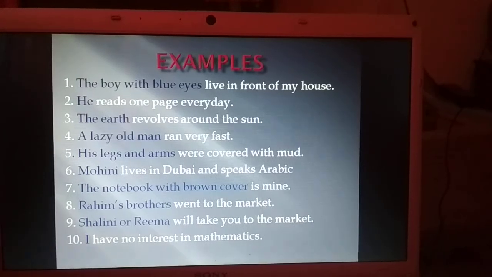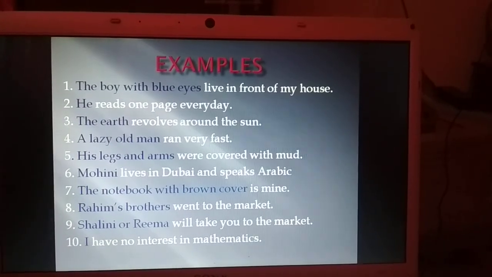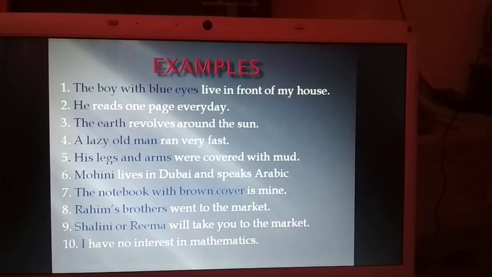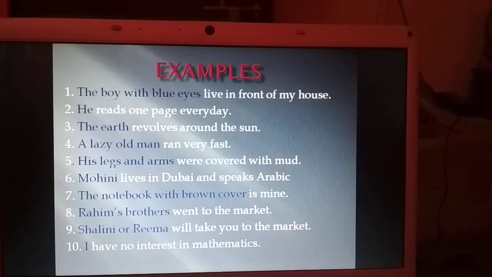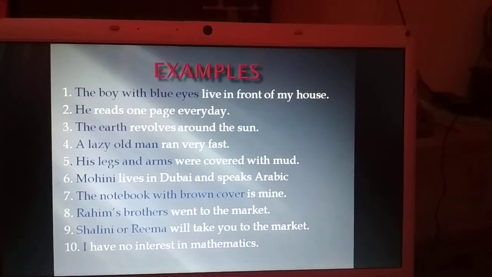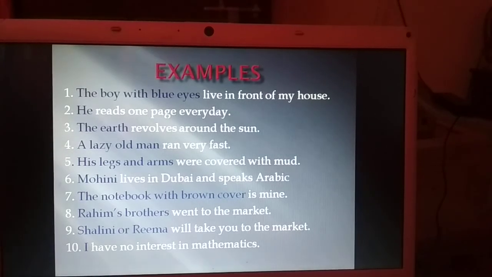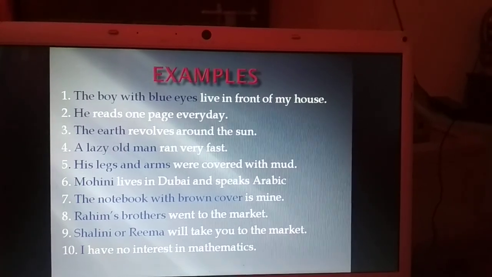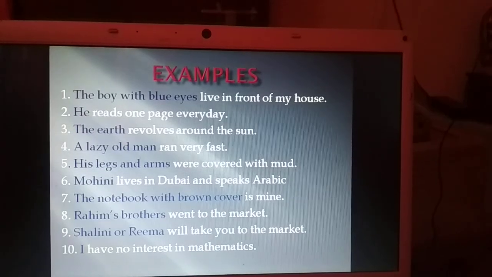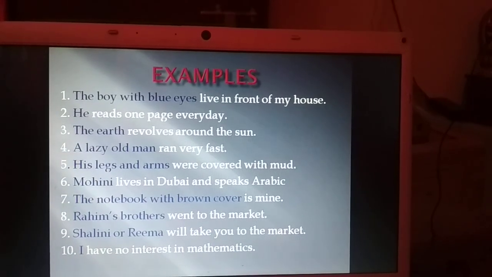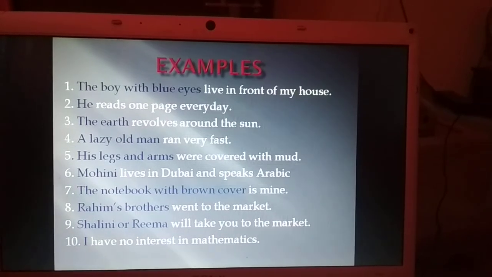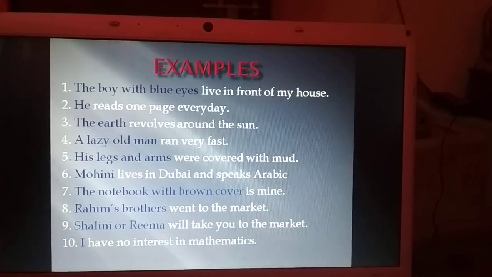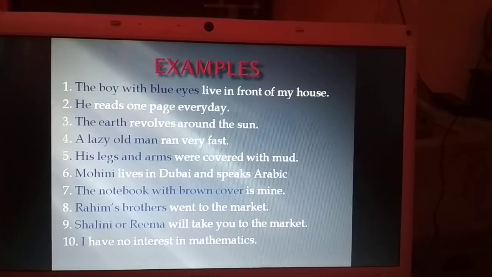Mohini lives in Dubai and speaks Arabic. So here we are talking about Mohini. So Mohini is our subject. The notebook with brown cover is mine. So I'm talking about the notebook which is having a brown cover. Okay, so you are going to take all the words together for the subject and is mine will be your predicate. Rahim's brothers went to the market. Now here I am not talking about only Rahim. I am talking about Rahim's brothers. Okay, so this is your subject.